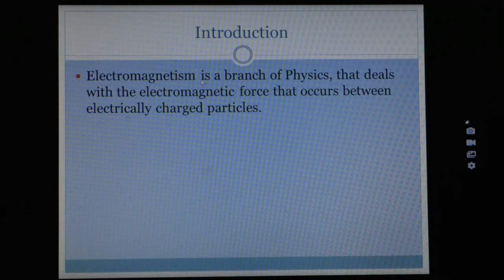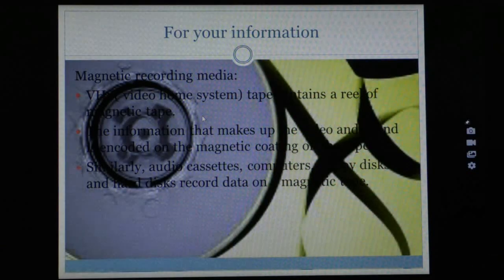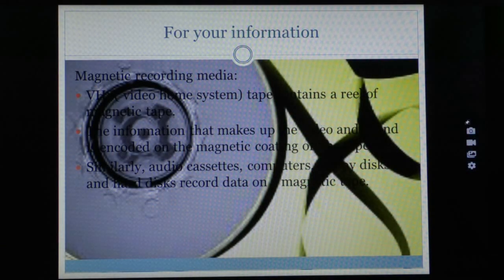So it is a branch of physics that deals with the electromagnetic force coming from this magnetism that occurs between electrically charged particles. This is all according to our previous information.